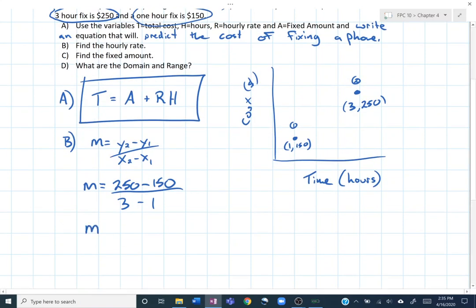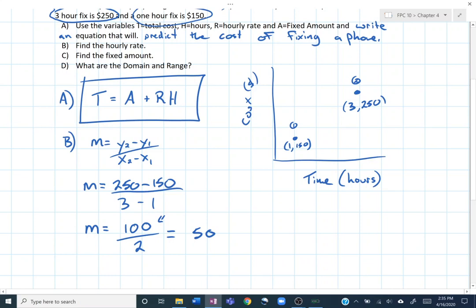So my m is going to be 250 minus 150, which is 100, divided by 3 minus 1, which is 2. So m is going to be 50. Now this is rate of change, so we should have units. I'm going to back up a step and take a look at what I think those units should be.